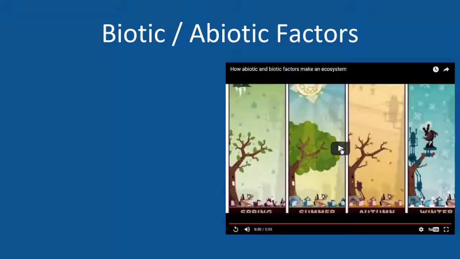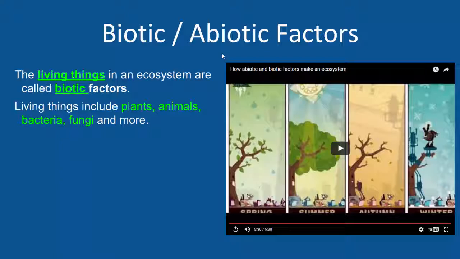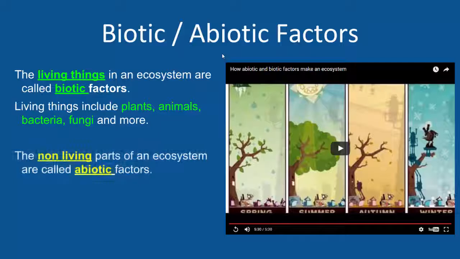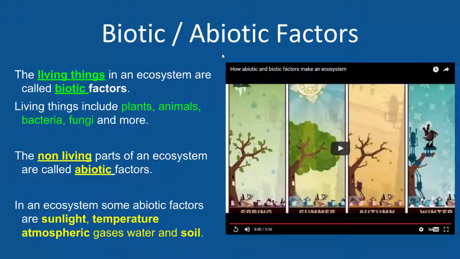Yes, I think we get the idea. So, biotic and abiotic is to do with living and non-living things. The living things in an ecosystem are called biotic factors. And these living things include plants, animals, bacteria, fungi, and more. The non-living parts of an ecosystem are called abiotic factors. And in an ecosystem, some abiotic factors are sunlight, temperature, atmospheric gases, water, and soil.